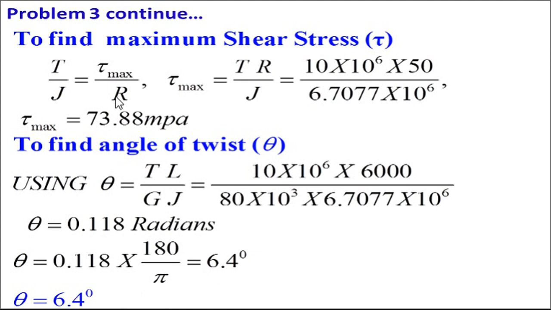So in this way you have to use this torsion equation to find out the missing values as per the requirement of the problem. Okay, so when the angle is given in degrees, by multiplying by pi by 180 you convert into radians. Now it is in radians, to convert into degrees it is 180 upon pi. So we got the angle of twist as 6.4 degrees.